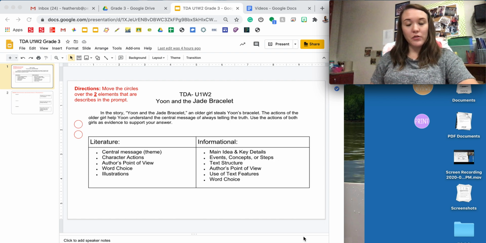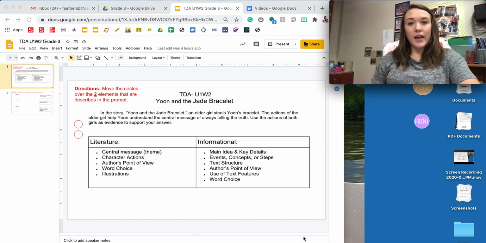I'm going to introduce you this week to TDAs. TDAs stand for Text Dependent Analysis. What that means is while you read, so you're depending on the text, you are analyzing or connecting your thoughts of what is happening in the story. For third grade, we give you these charts that you see up on my screen in the beginning of the year. There are two types of stories that we read. It's either literature or fiction, meaning that it's not real, or it's informational or nonfiction, meaning that it's actually real.